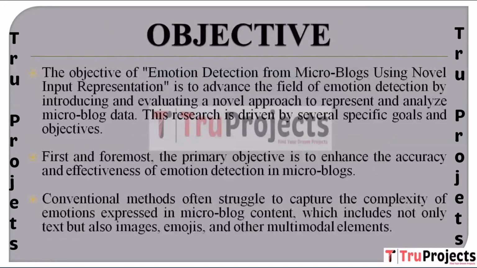So now coming to the objective part. The objective of this project is to push the boundaries in the realm of emotion detection by introducing and assessing a fresh method for representing and examining microblog data. This research is underpinned by a set of distinct goals and aims. Foremost among these is the primary goal to improve the precision and efficiency of emotion detection in microblogs. Traditional techniques frequently face challenges in grasping the intricacy of emotions conveyed in microblog content, encompassing not only textual content but also images, emojis, and various other multimodal elements.